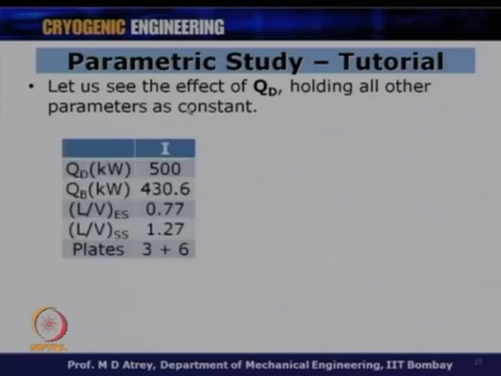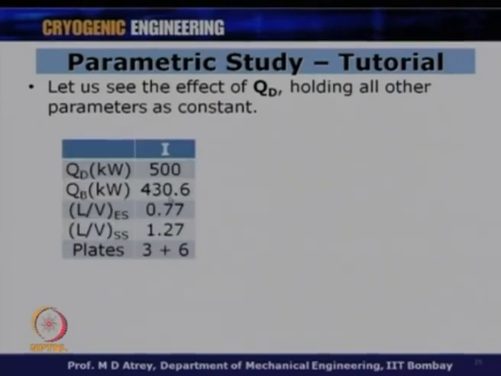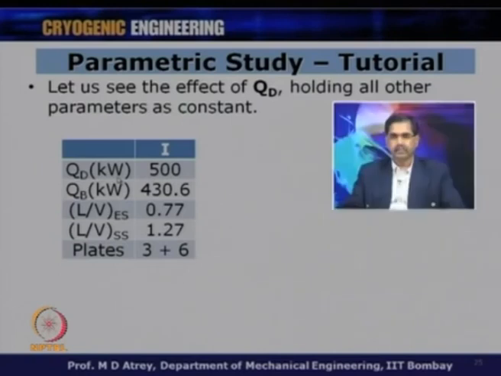I have just made an Excel sheet, and you can see that the first column is whatever result we had obtained earlier for the 500 kilowatt cooling effect available. For that case we had QB equal to this value, L by V, which is the internal reflux ratio, as 0.77, L by V for the stripping section as 1.27, and the number of plates, which we have just seen, is 3 in the enriching section and 6 in the bottom section, or the stripping section.